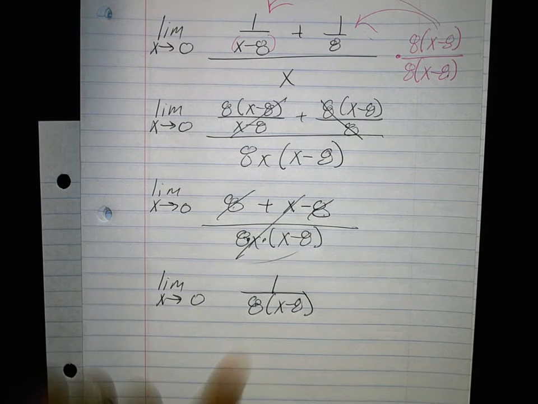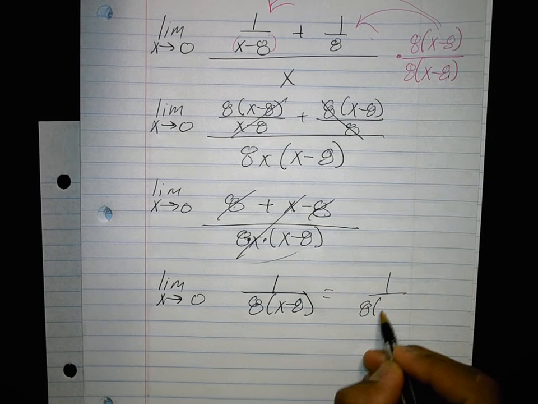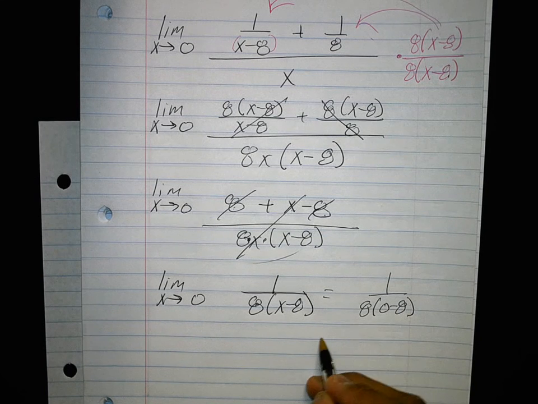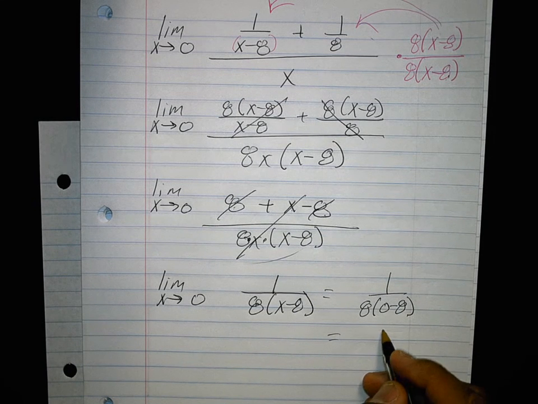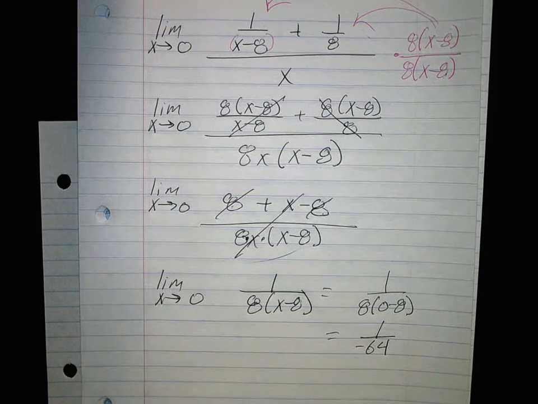Now I'm going to go ahead and plug that in. So I'm going to get 1 over 8 times 0 minus 8. And then I'm going to get 1 over negative 64 is my limit as x approaches 0.